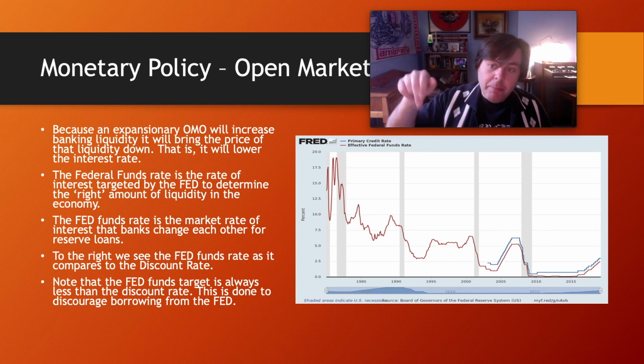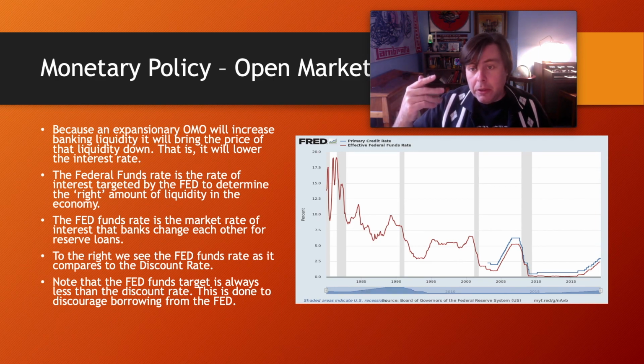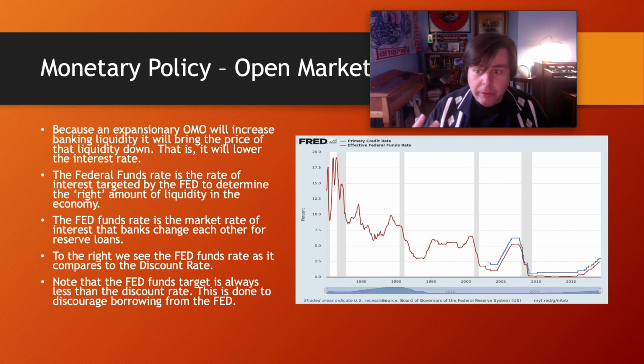All right, in the graph below, we see the blue line is the discount rate, and the red line is the federal funds rate.